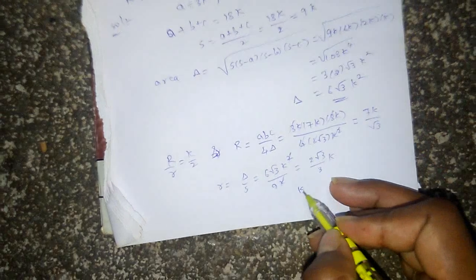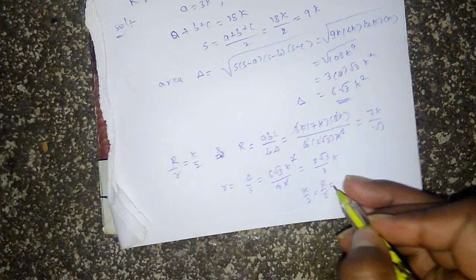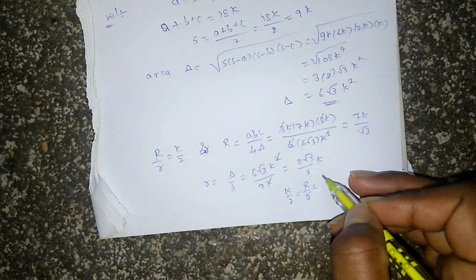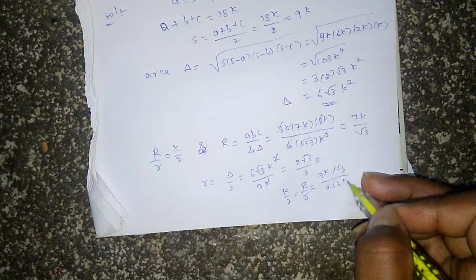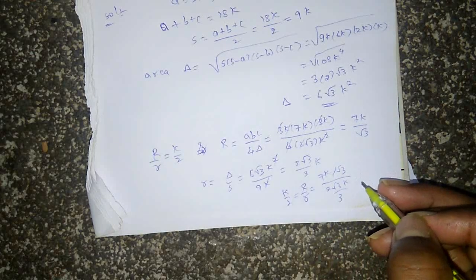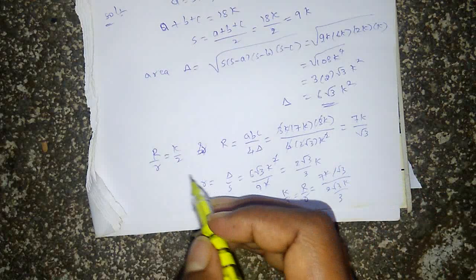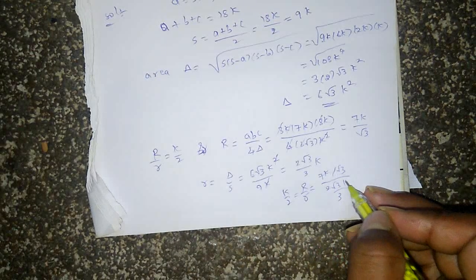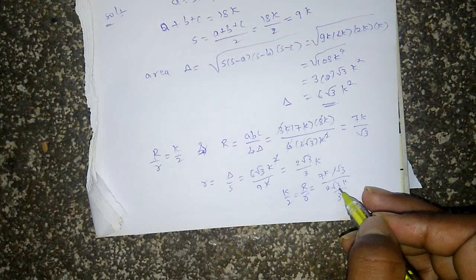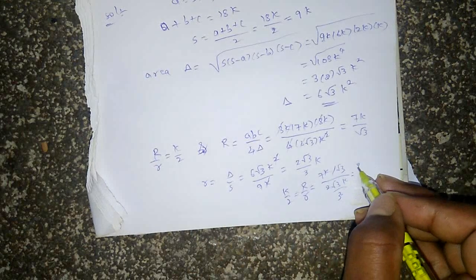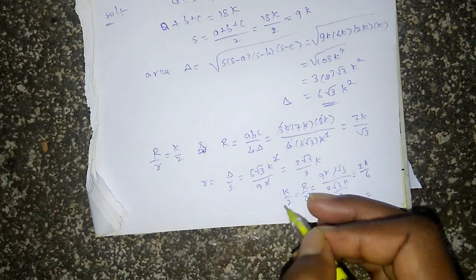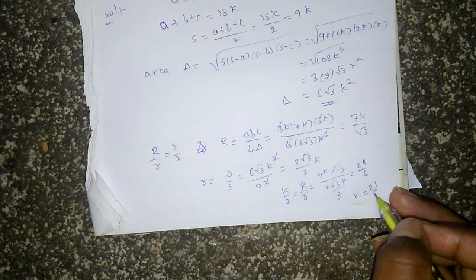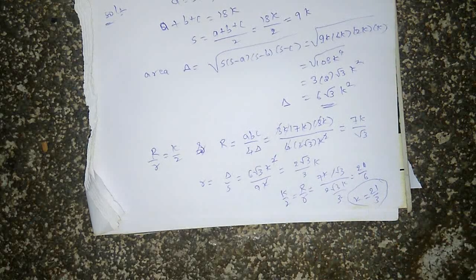Okay, now k/2 = R/r, so that is (7k/root 3)/(2 root 3 k/3). Okay, don't confuse this k with that k. So here this 3 goes to the numerator, this is 21/6, therefore k is equal to, multiplying by 2, 21/3. That is the k value. Okay, the calculation you can do now.